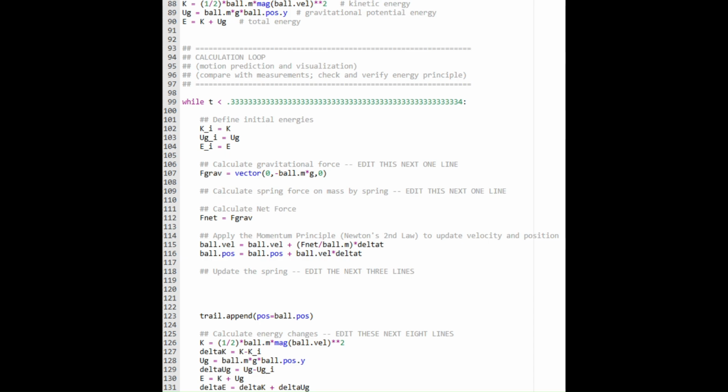Then, as you can see in the middle are the iterations, where the force of gravity on the ball is calculated, and Newton's second law is used to derive the velocity and position update formula, and these are used to calculate how the object's position and velocity change over time.